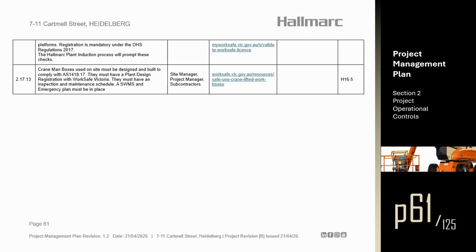Section 2.17.13. Craneman boxes used on site must be designed and built to comply with Australian Standard 1418.17. They must have a plant design registration with WorkSafe Victoria. They must have an inspection and maintenance schedule. A SWMS and emergency plan must be in place.